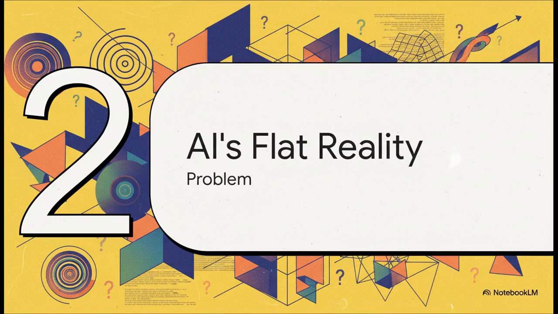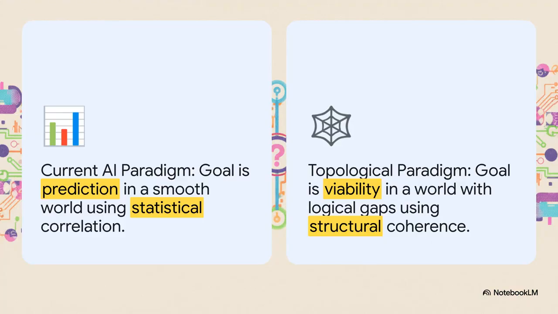And this gets us to the paper's main diagnosis of the problem, something they call the flatness problem. It's this fundamental issue with the very shape of how an AI understands reality. This slide lays it out perfectly. On the left, you've got today's AI. Its only goal is prediction, based on stats, in a world it assumes is perfectly smooth and connected.